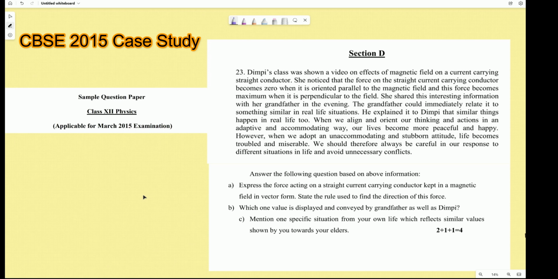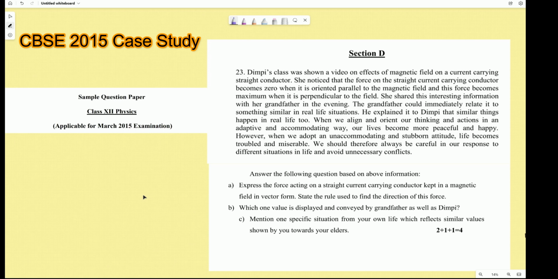However, when we adopt an unaccommodating and stubborn attitude, life becomes troubled and miserable. So we should not be stubborn, we should be flexible. If you see, this is the message of the grandfather upon listening the experiment. We should therefore always be careful in our response to different situations in life and avoid unnecessary conflict. So grandfather says, depending on how you respond, life will give it back to you.